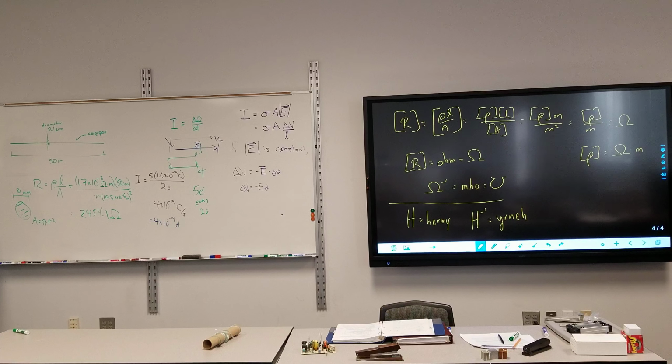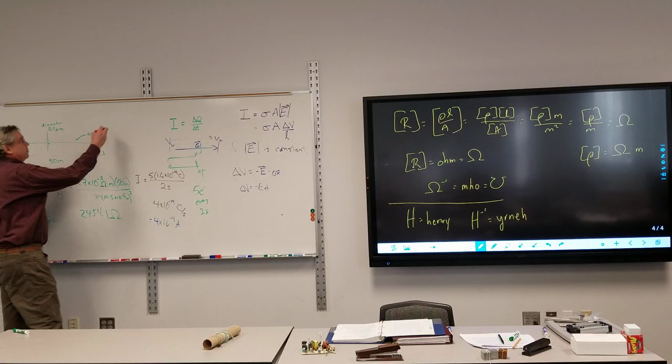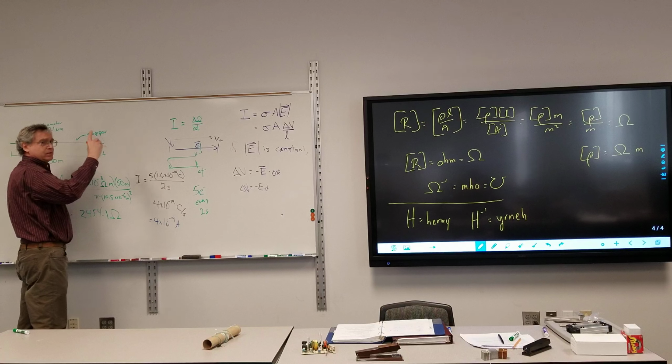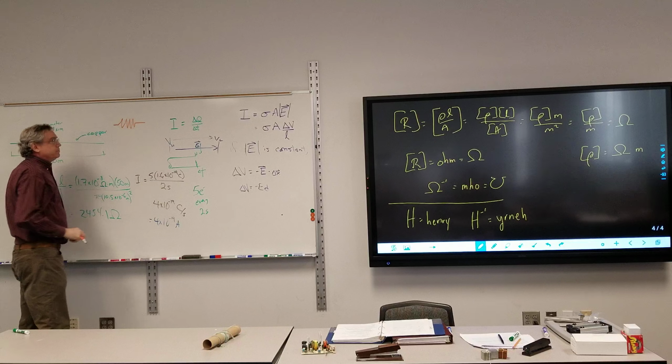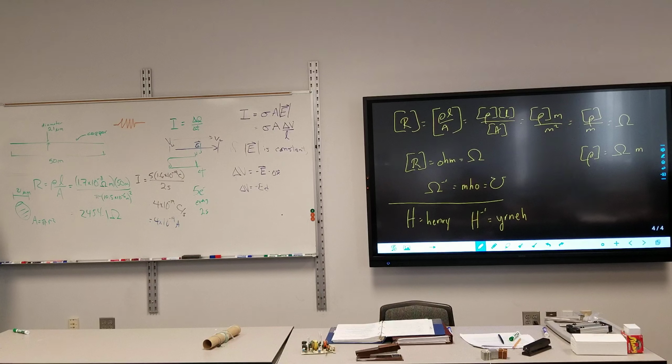Now, to symbolize that winding up, you don't do loops into it, that's a different thing. That's the symbol for a resistor.